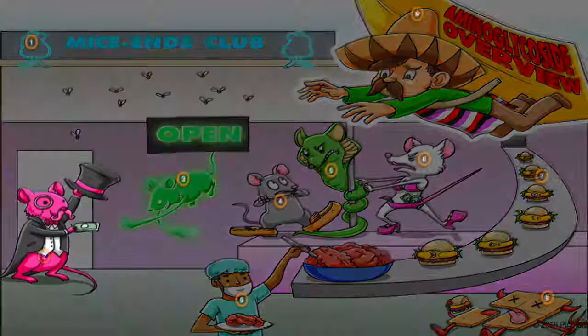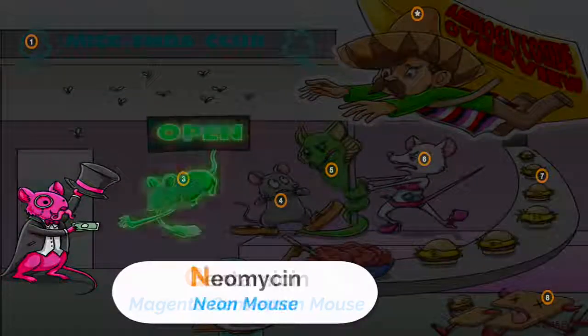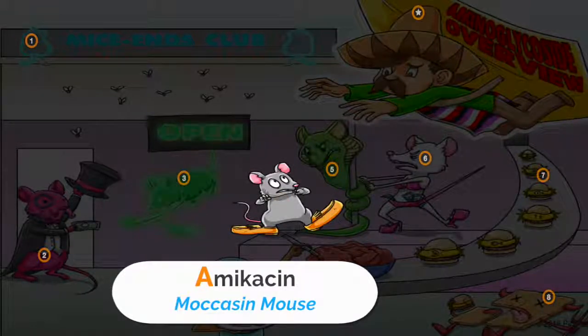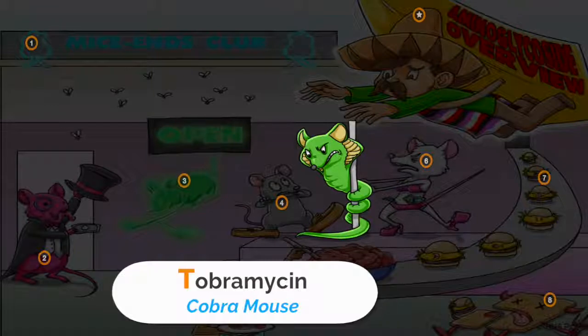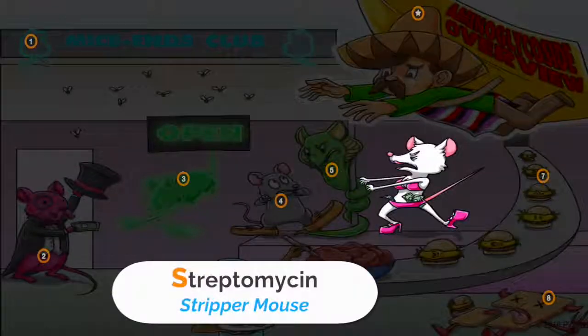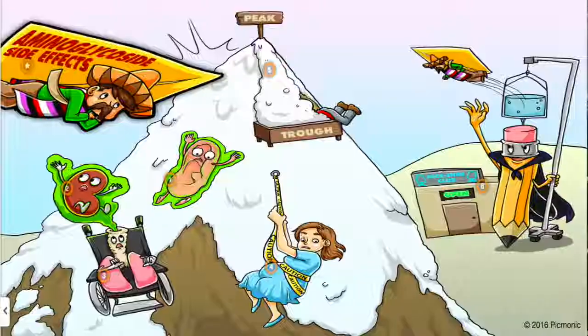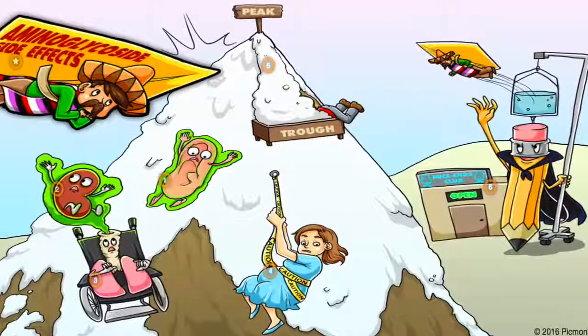Now, first you're going to say there are other drugs that end in mycin, but when you think of aminoglycosides, you can take a look at our Picmonic and remember the NATs, G-N-A-T-S, mnemonic to help you remember the actual aminoglycosides. You'll see our gentleman mouse for gentamicin. You'll see our neon mouse for neomycin. We'll see our moccasin mouse for the one outlier, amikacin, as well as the cobra mouse for tobramycin, and the last one here in the mice-ins gentleman club, streptomycin for stripper mouse. And you can remember all of those by remembering that acronym NATs, G-N-A-T-S, and each one of those corresponds with the name.